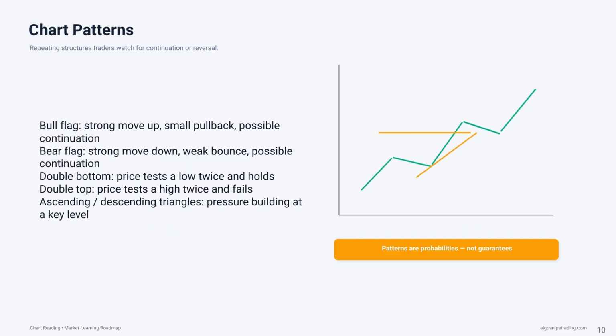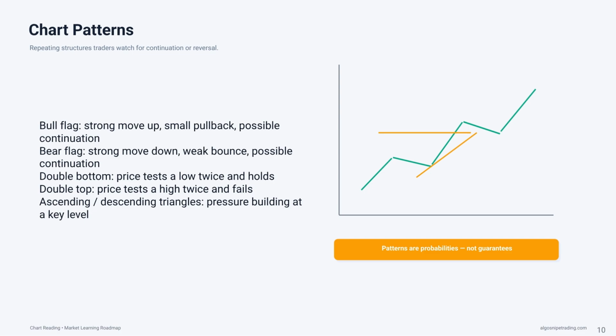Chart patterns. Short lesson. Patterns are repeating structures that traders watch for possible continuation or reversal. They do not guarantee a move, but they help traders prepare for what price may do next. A bull flag happens after a strong move up, followed by a small pullback or sideways pause. This can show that buyers are resting before possibly continuing higher.